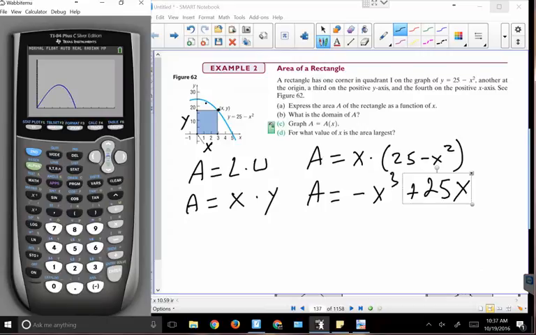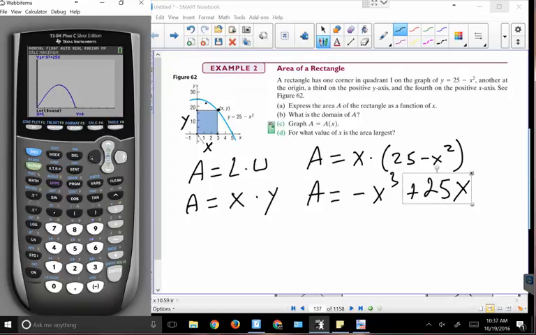Okay, so I see that now. Now, if you're looking at this graph, does it appear to make sense to you if this graph represents the area of that rectangle? Now let's go here and find the max.